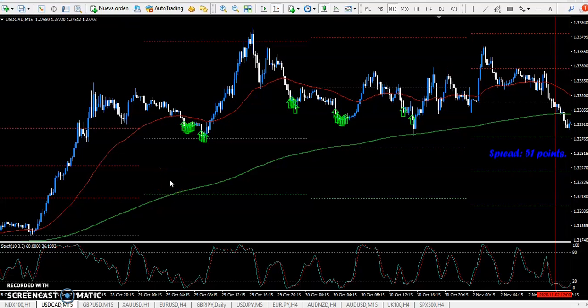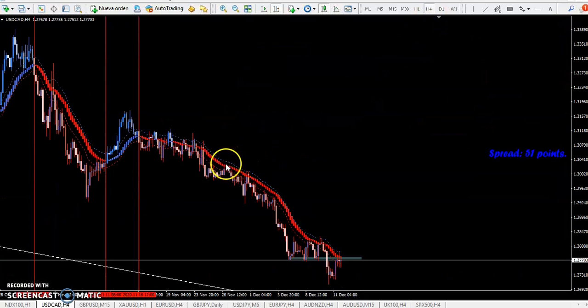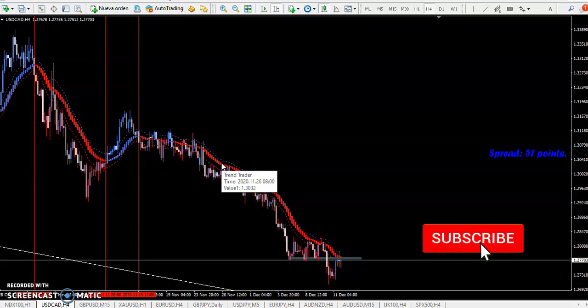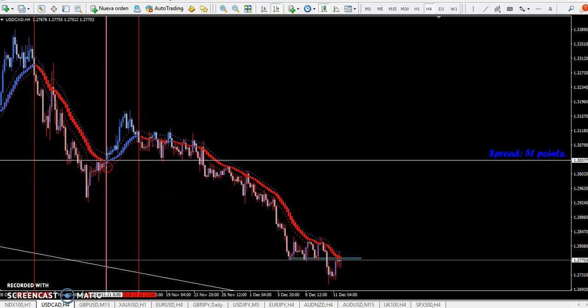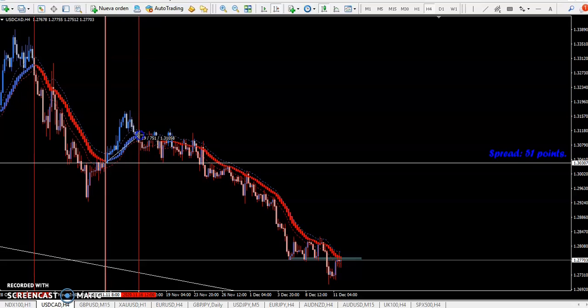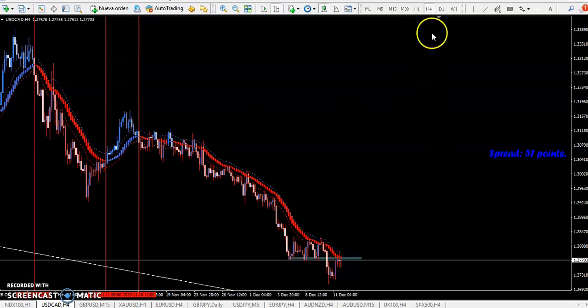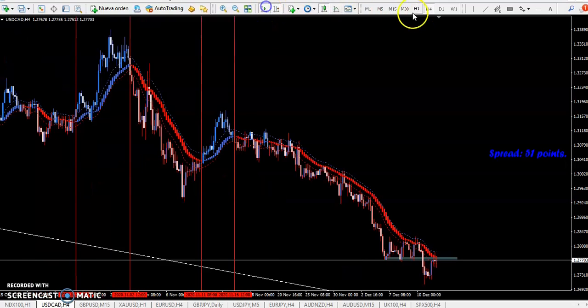So I'm just going to start by explaining how the strategy works. We first want to go to the 4-hour chart. On the 4-hour chart, I've got the trend trader indicator, and we're just going to use this to analyze the trend. If it's red, then we're in a downtrend, and we're only going to be looking for sell positions. And if it's blue, then we're in an uptrend, and we're only going to be looking for buy positions. After establishing that, we'll drop back down to the 15-minute chart.